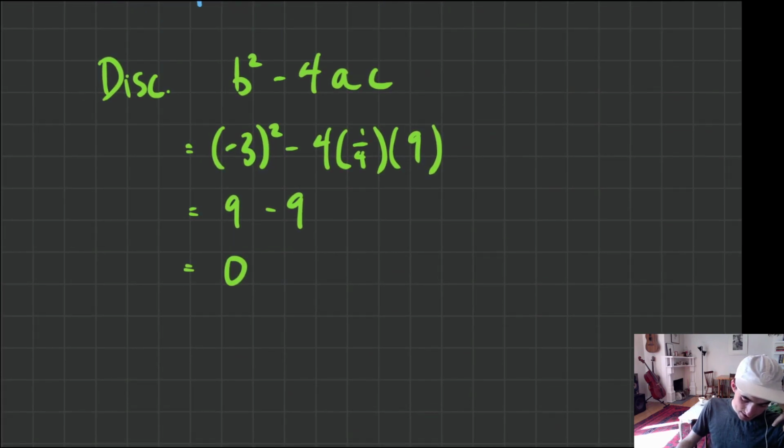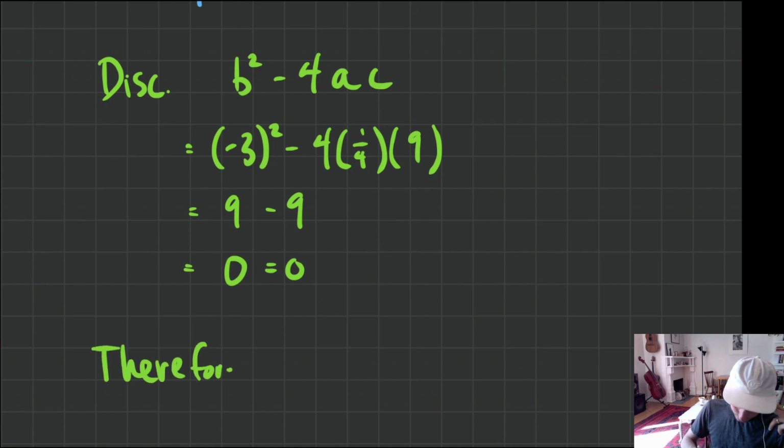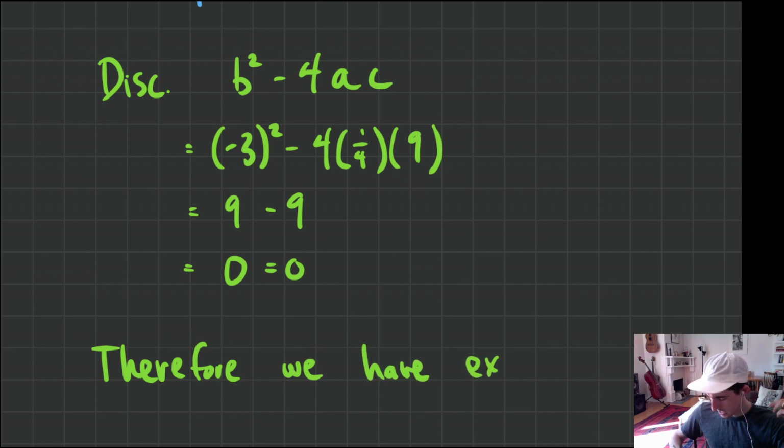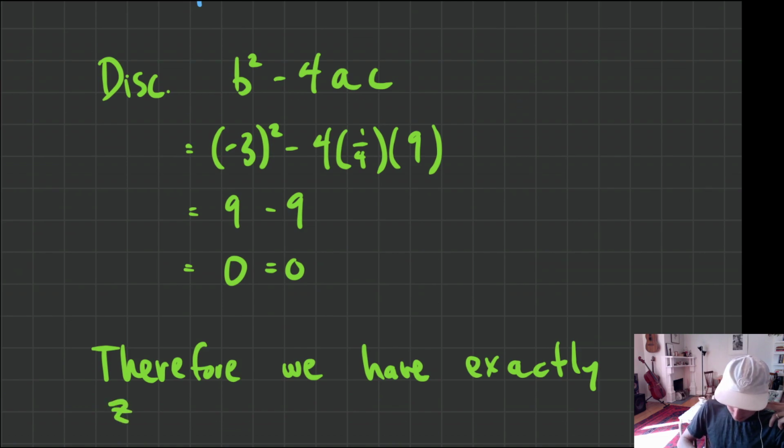So because I have my discriminant equal to 0, what that means is, therefore, we have exactly 1, 0. Okay, and let's verify that in Desmos.